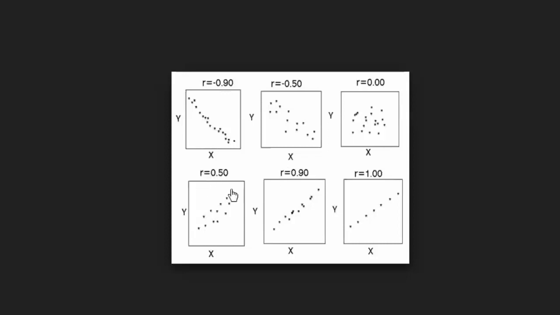When I go to the correlation of 0.5, it's positive, upward sloping, but I can see that the data is more dispersed than it was at the 0.9 and definitely when it was at the positive 1. When I go to the correlation of negative 0.5, again, it's downward sloping, clearly, but the data is still kind of spread out somewhat. It's not as nicely packed as it was when it was negative 0.9.